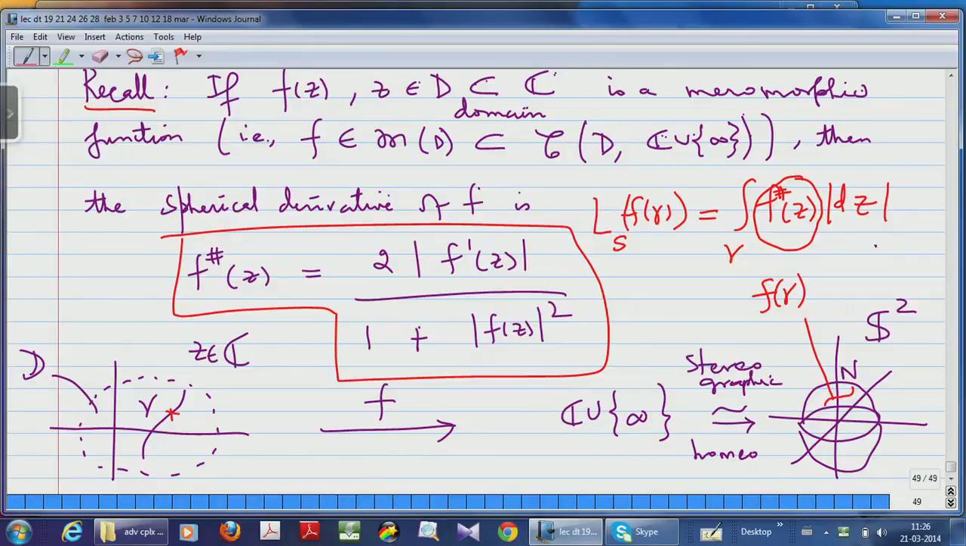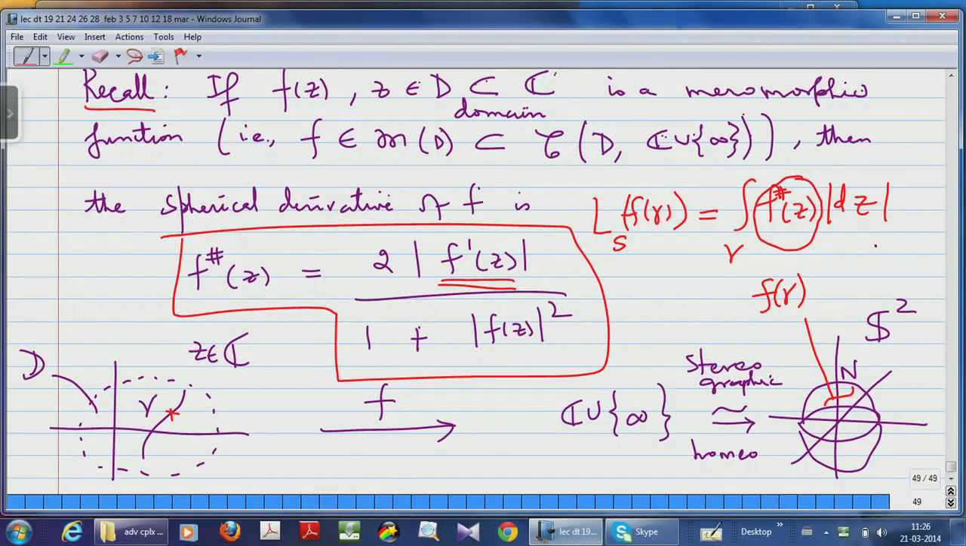There is a problem at first sight with this definition of f hash, because there is this f dash here. f dash is the derivative of f at the point z, but the problem is if z is a pole, then you are in trouble. At a pole, the function is certainly not differentiable. It's a genuine singular point, not a removable singularity. So you are in trouble. When I wrote this definition last time, I was only trying to tell you things heuristically, but now I'm going to tell you things more seriously.